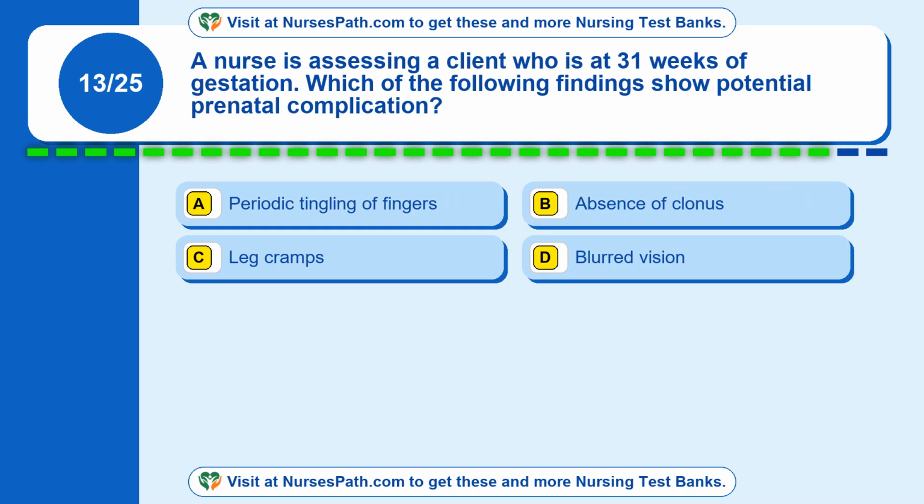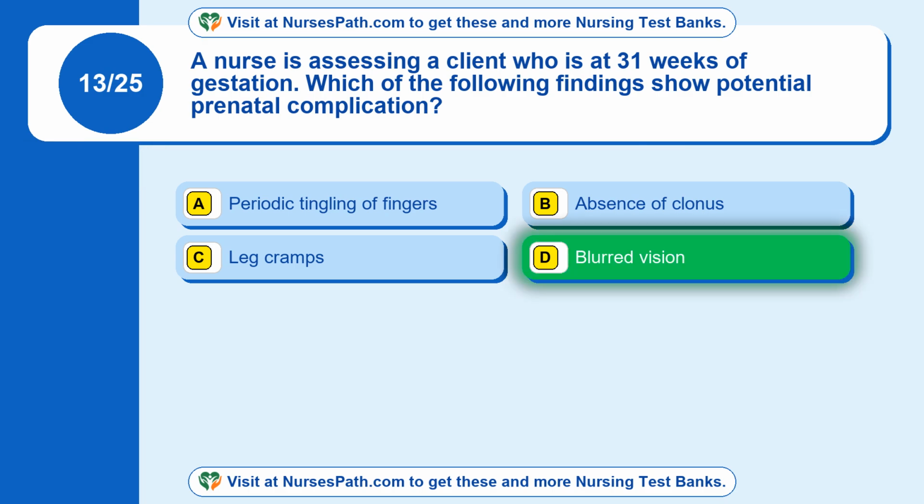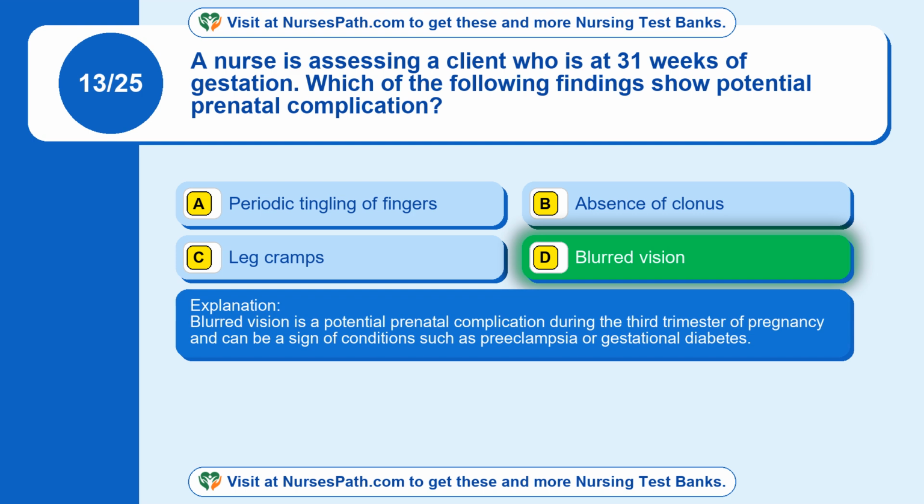Question 13. A nurse is assessing a client who is at 31 weeks of gestation. Which of the following findings show potential prenatal complication? Option A. Periodic tingling of fingers. Option B. Absence of clonus. Option C. Leg cramps. Option D. Blurred vision. The correct answer is option D. Blurred vision is a potential prenatal complication during the third trimester of pregnancy and can be a sign of conditions such as preeclampsia or gestational diabetes.